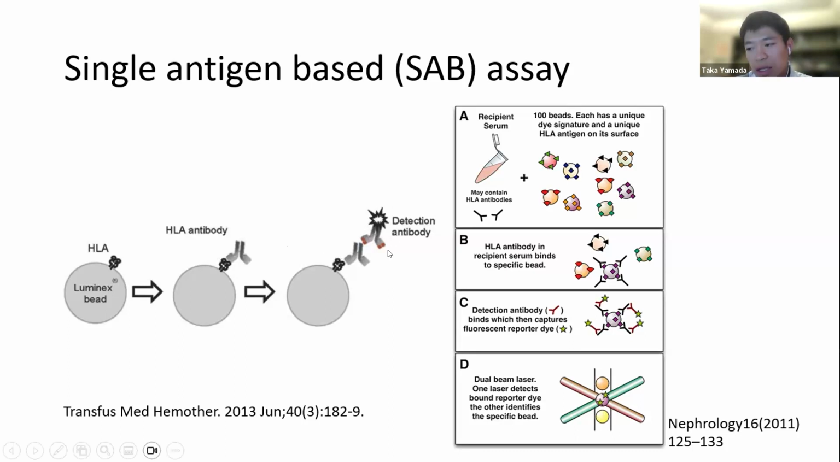Then, after that, secondary antibodies for human IgG are attached. The combination of the fluorescence signal is detected by the Luminex system. Then the intensity of the fluorescence signals can be semi-quantified by the mean fluorescence intensity, MFI, although MFI measures cannot be directly converted into antibody titers.